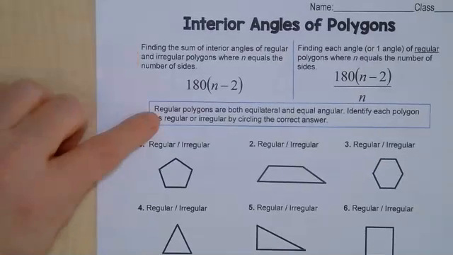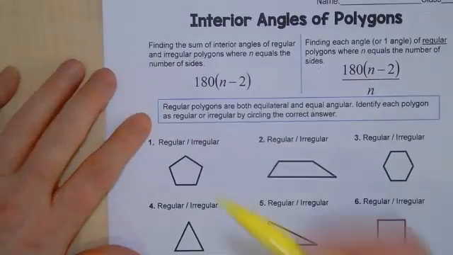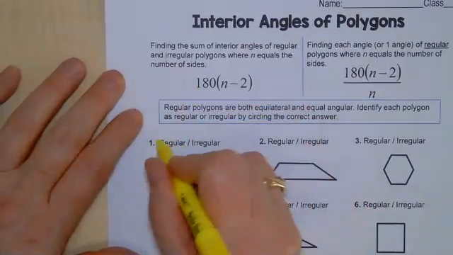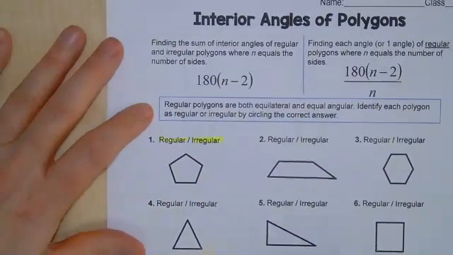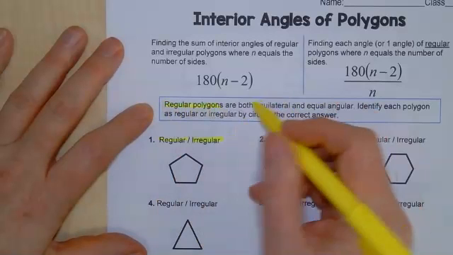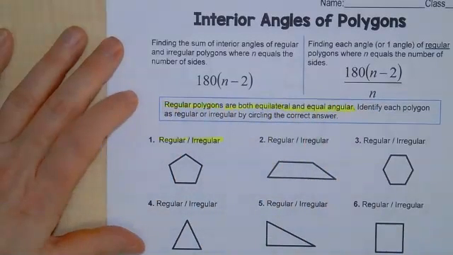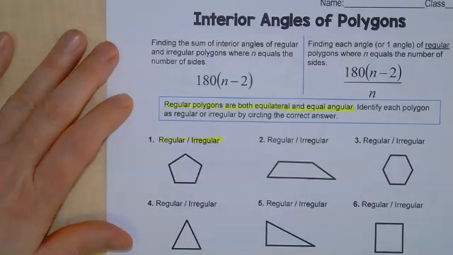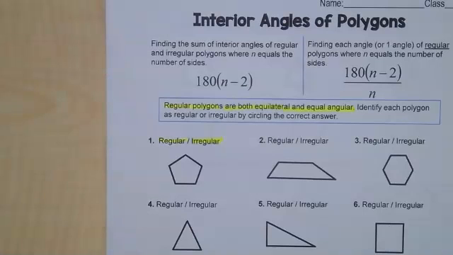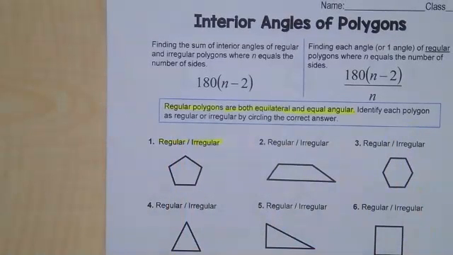I'm going to skip down here first, and then we're going to go back to this section. So let's take a look right here at the difference between a regular and an irregular polygon. It says regular polygons are both equilateral and equal angular. So the sides are the same length, and the angles are the same number of degrees. Identify each polygon below as regular or irregular. Let's just go through that together.